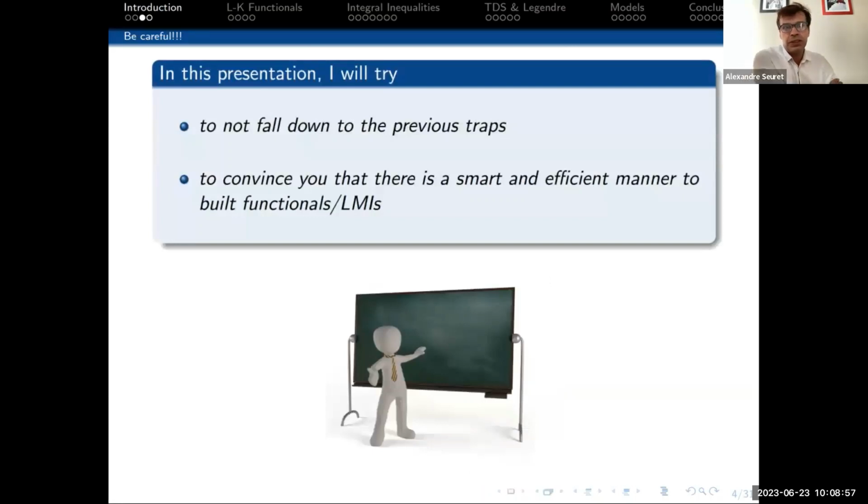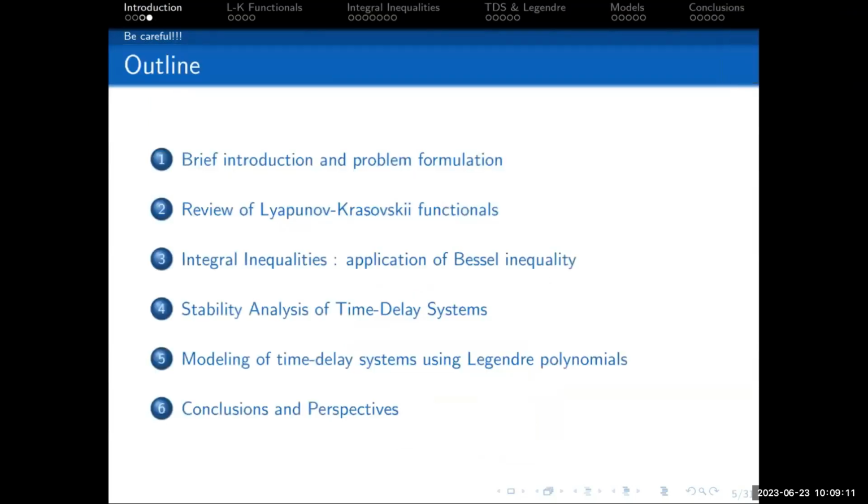So in this presentation, I will try not to fall into the previous traps and try to convince you that there are some smart and efficient ways to build Lyapunov functionals and LMIs. And so I will start.